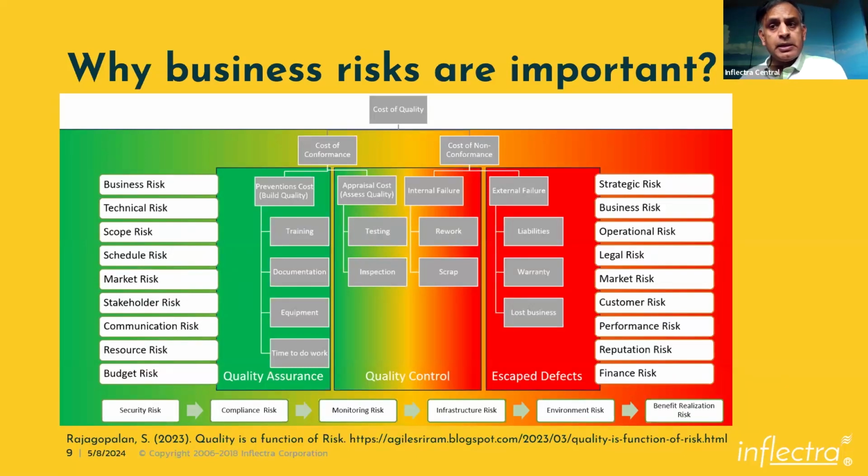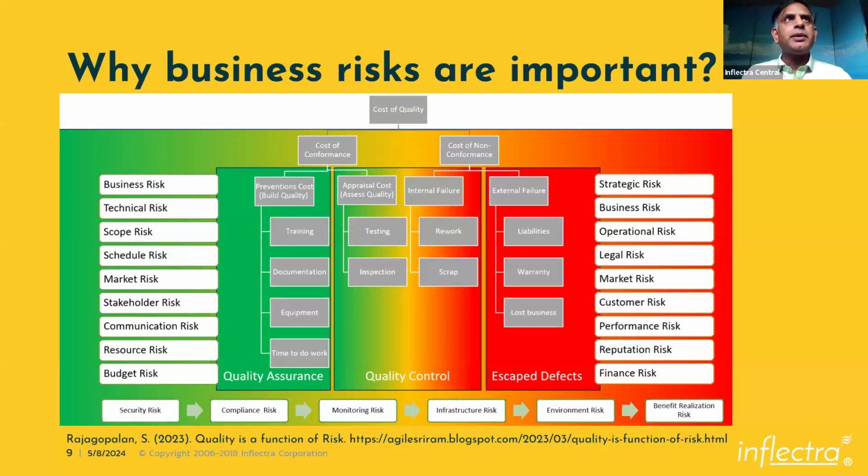And if they have been released, unfortunately, to the client, then it becomes an escaped defect, creating all kinds of other things that I mentioned, like liabilities, lost business, warranty issues, and stuff like that. Now, when you take a look at this, on both sides, I have listed a lot of risks, as well as on the foundation. I'm not going to go into each and every one of those risks. Quality assurance is more about preemptive, proactive thought processes that are process-oriented. Quality control is more about reactive thought processes that are product-oriented.